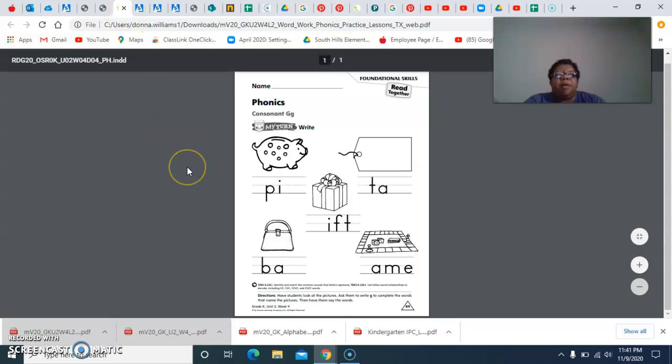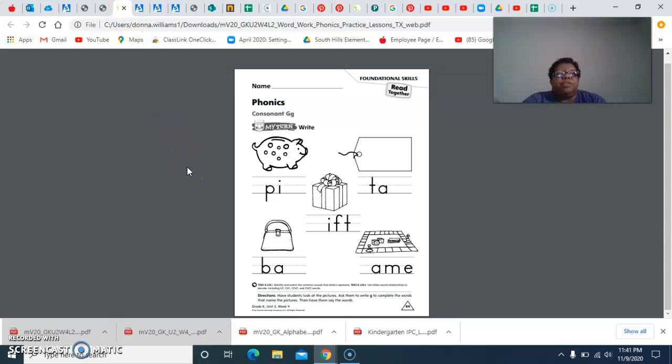Here is our phonics page. You can use your journal to practice writing these words. You can also practice drawing pictures. We have pig. G. So you're going to practice writing the lowercase g here. Next picture, tag. Tag. Write the letter G here.